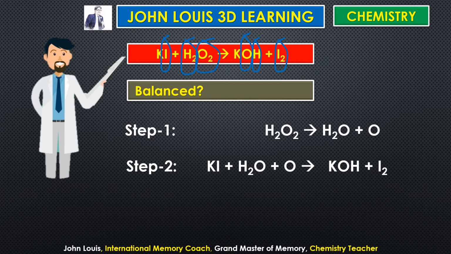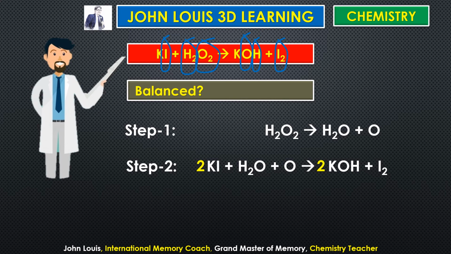Can you balance this equation? How many iodines are there on the product side? 2 iodines. But on the reactant side, KI, only 1 iodine is there. Therefore we have to put 2 potassium iodide. And if you take hydrogen, on the reactant side there are 2 hydrogens in H2O. But on the product side, KOH, only 1 hydrogen is there. Therefore we need to put 2 in front of potassium hydroxide. Okay, now this equation is balanced.